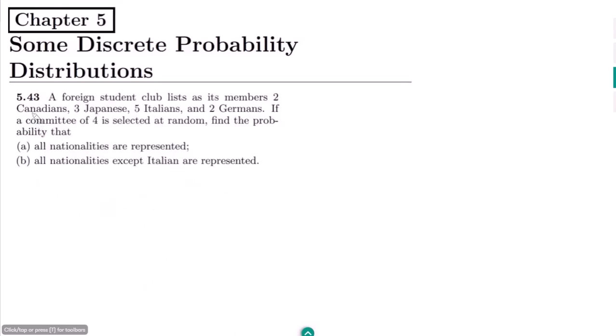Welcome back, guys. This is question 5.43, and the statement of this question is: a foreign student club lists as its members 2 Canadians, 3 Japanese, 5 Italians and 2 Germans. If a committee of 4 is selected at random, find the probability that A, all the nationalities are represented, B, all nationalities except Italian are represented.